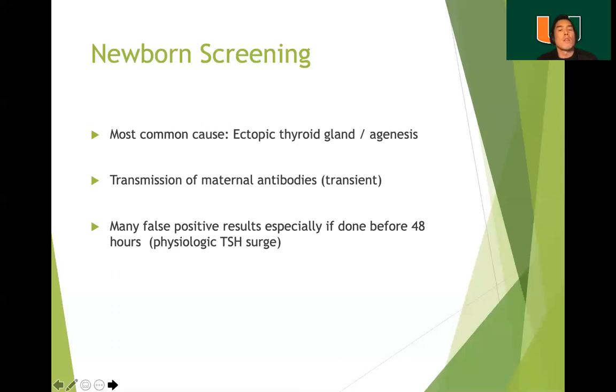Because there is a physiologic TSH surge. Remember, in utero, the pituitary produces a very low amount of TSH. Once the baby is born, within 30 minutes, the system becomes active and they produce a very large amount of TSH. It could be up in the hundreds, and it will come down by 48 hours of life. So when you have a positive newborn screening, the first thing you look at is the time of collection. If it's done so early, most likely it's a false positive result.